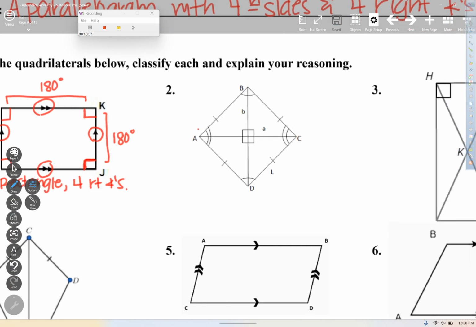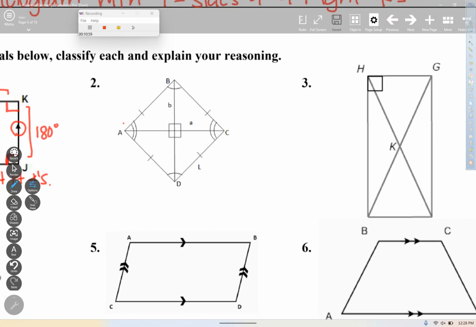Okay, let's head over to 2. 2 shows me that all sides are equal, so the only 2 shapes where all sides are equal are a rhombus and a square. And what you're going to notice is that the opposite angles are congruent. So if opposite angles are congruent, is that a square or a rhombus? That's a rhombus. And then you just write down the definition. There's 4 congruent sides, but the angles are different. So that's why it's not a square. If the angles were the same, that would make it a square.